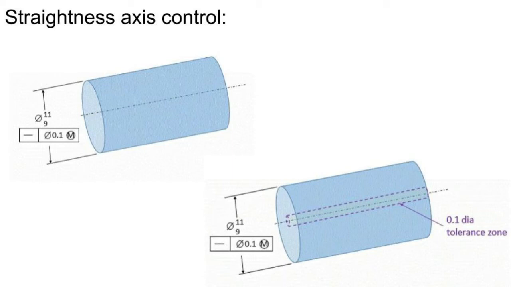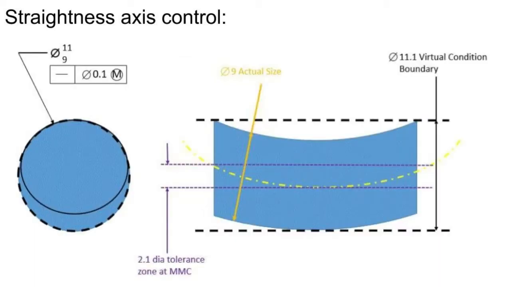As the size of the pin departs from MMC, we get bonus tolerance. This means that as the pin gets smaller, the size of the tolerance cylinder grows by the amount that the part is away from the MMC size. Let's assume the outside diameter of the cylinder is 9 inch. The 9 inch dimension is the least material condition for the cylinder.